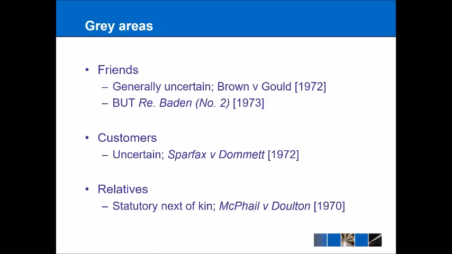Customers is held to be uncertain, that's from the case of Sparfax and Dommett 1972. And when we're looking at relatives, this is certain because we can look at the statute law and look at who your next of kin is. So relatives is quite an easy one to deal with. We can go back to MacPhail and Dalton, a case that we've already mentioned.